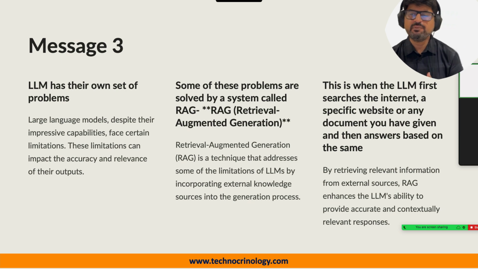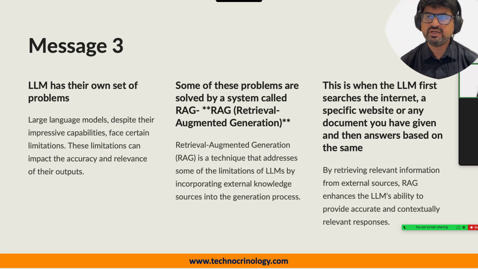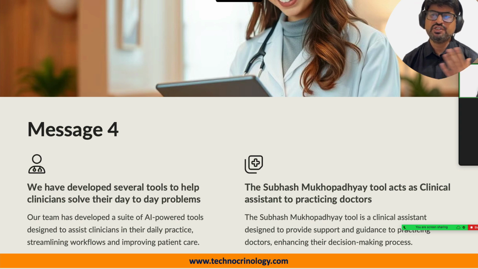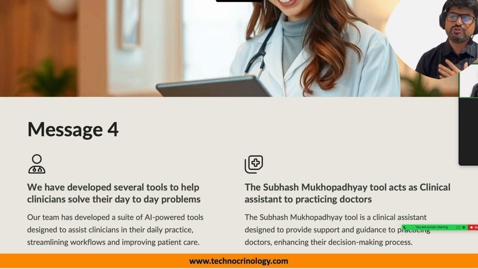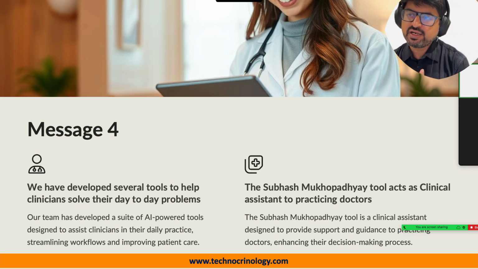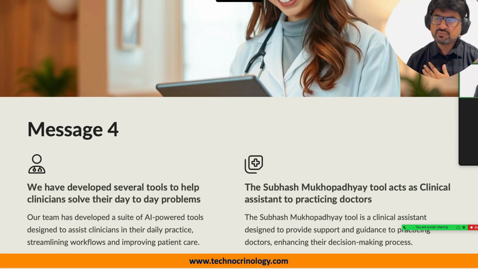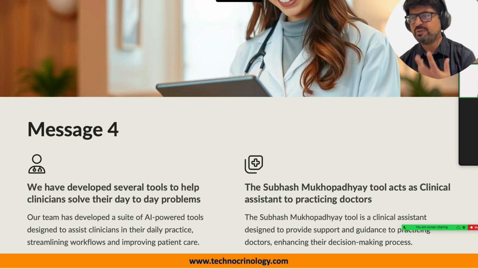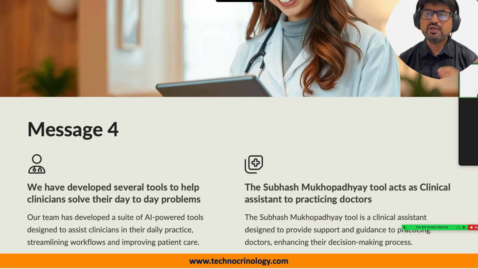We need to solve this problem by using something called RAG, that is Retrieval Augmented Generation. We have developed several tools which can help you, like the Subhash Mukhopadhyay tool or the Chen GUI tool. The Subhash Mukhopadhyay tool is for helping you make a clinical diagnosis, or as a clinical assistant, as you have used Perplexity. It's very good, a little refined, so it's a good tool. But again, there might be bugs.